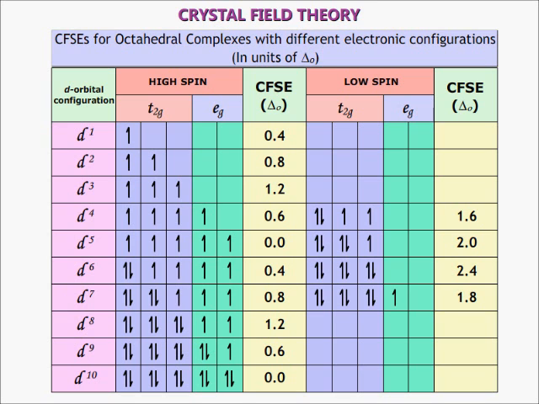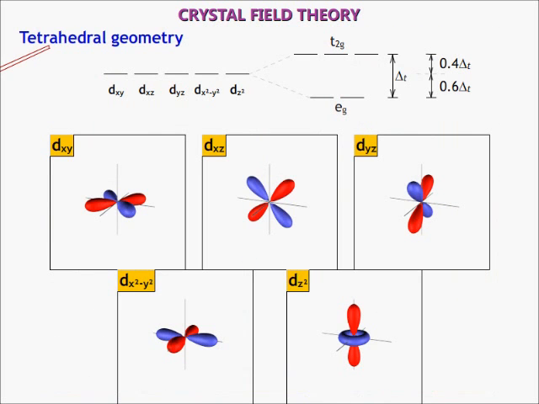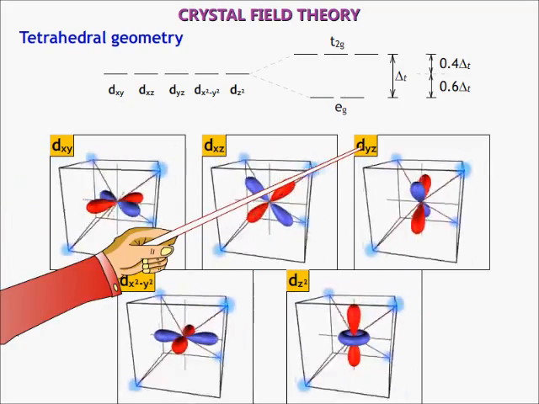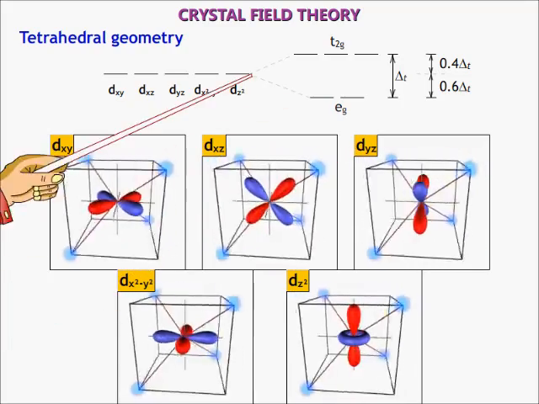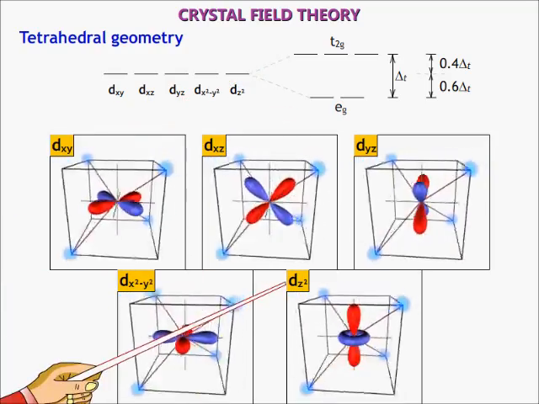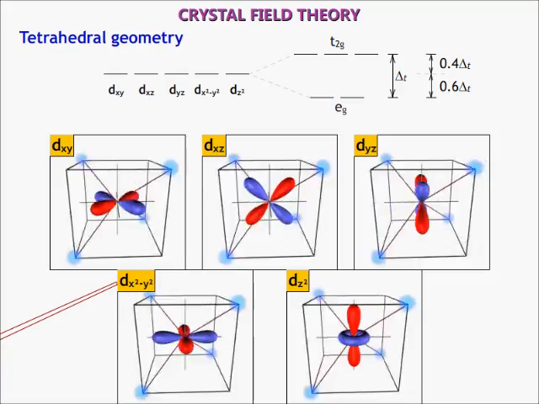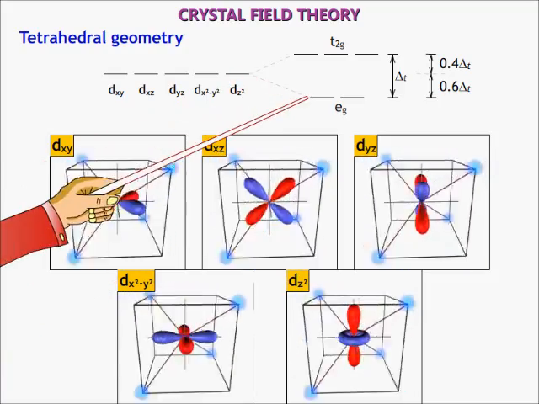Tetrahedral geometry. Here the ligands approach the metal from opposite ends of an imaginary cube. Here the dxy, dxz and dyz orbitals are nearer to the ligands and get energized. The dz square and the dx square minus y square orbitals are directed away from the ligands and get stabilized.